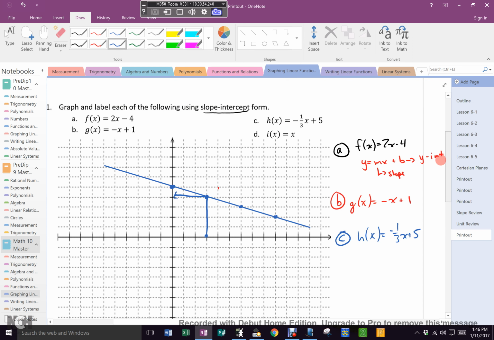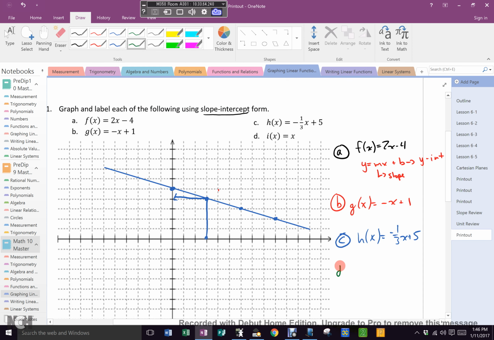And then, finally, we'll graph in green D. I'll erase this, and we'll put D in. I of x equals x. So, it's got no y-intercept, 0, and it's got a slope of 1: over 1, up 1, over 1, up 1, over 1, up 1. And that line will continue forever that way. Okay?